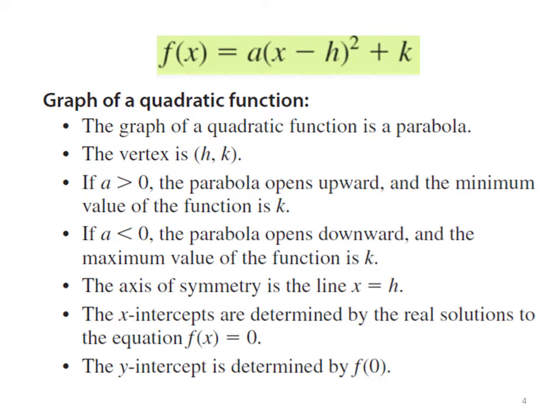The vertical line that passes through the vertex is called the axis of symmetry. The equation of the axis of symmetry is the line x equals h. When we look at a quadratic function, we can also find the x and y intercepts. The x-intercepts will be the solutions of the equation f of x equals 0. You set the y value to equal 0 and solve for x. The y-intercept will be f of 0, the function evaluated at 0.